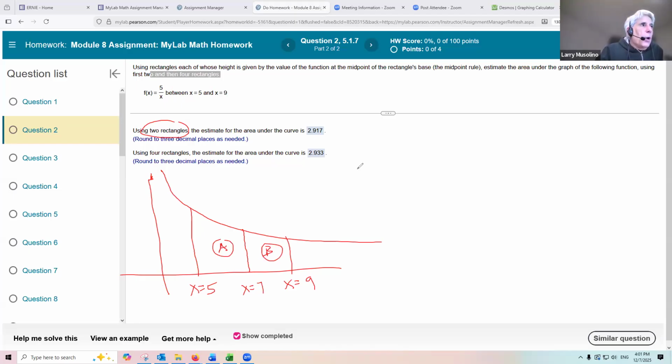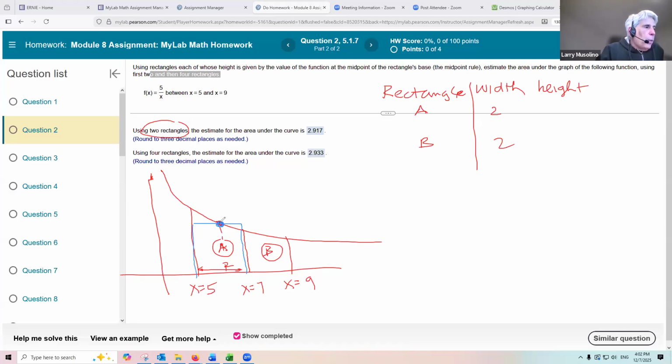All right, well, I know the width. Let's make up a little table here. So rectangle A and B, the width. Well, the width of each rectangle is 2. All right, how about the height? Well, what they're telling me is to use the midpoint to determine the height. So for rectangle A, our rectangle is going to look like this.